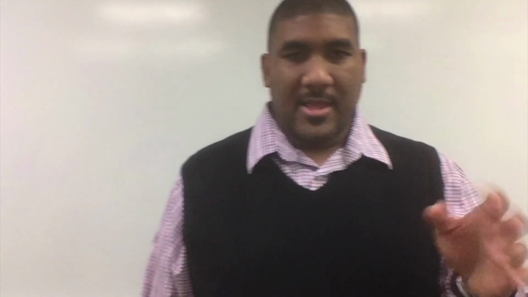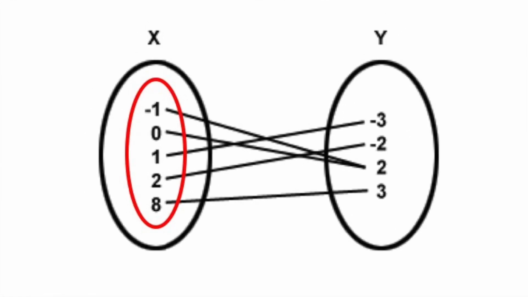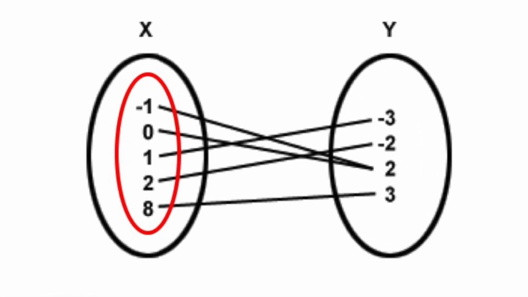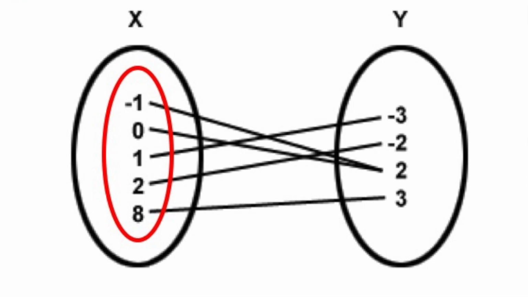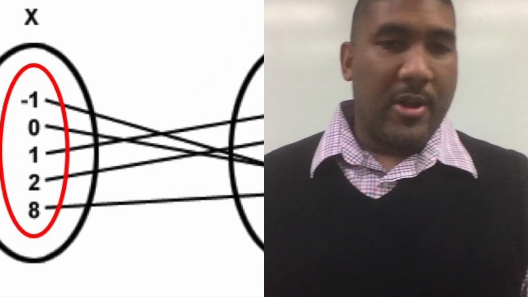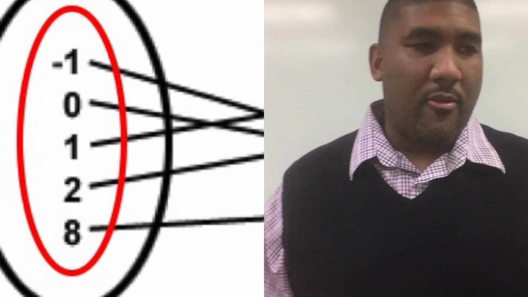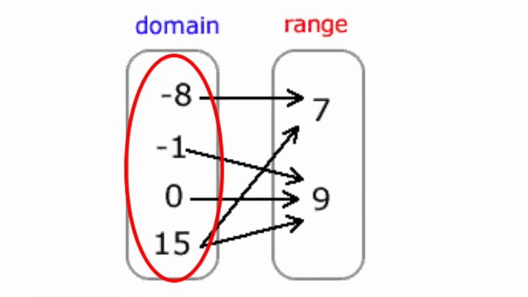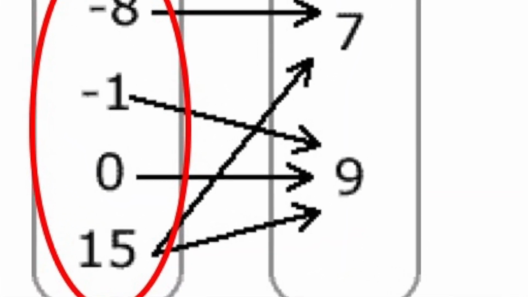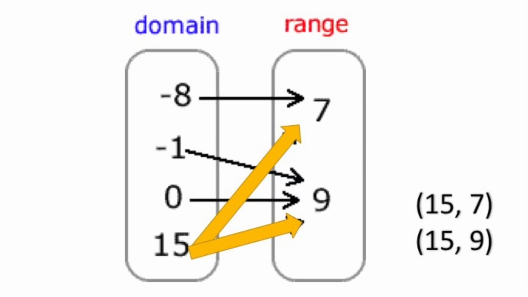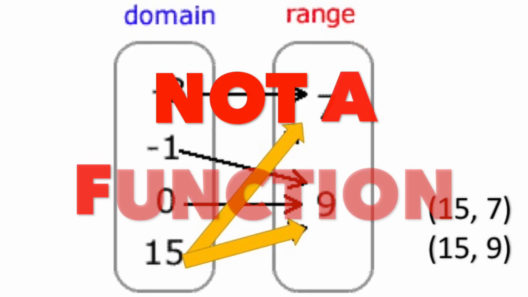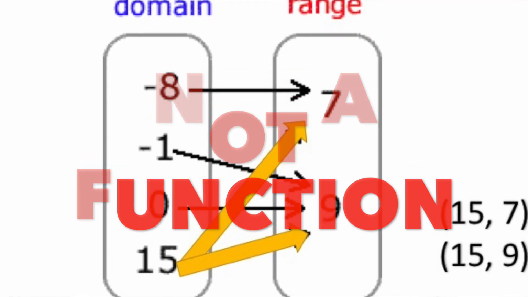Now looking at this mapping, I only want to focus on the x again. I want to look at my x's and make sure none of them get doubled. But then I also want to make sure that there are not two arrows pointing to two different y's. So when I'm looking at it, they're all good. So this one is a function. Now this one is not a function because I'm looking at the 15. 15 is pointing to the 7 and the 9. Therefore, this map is not a function.